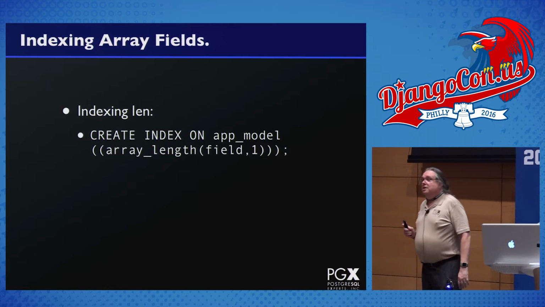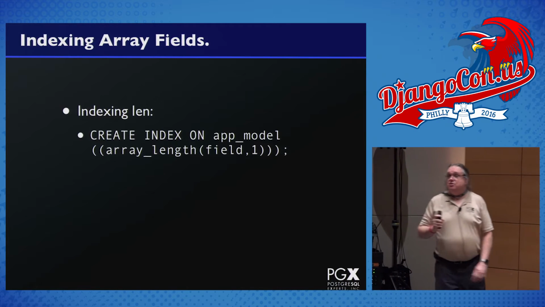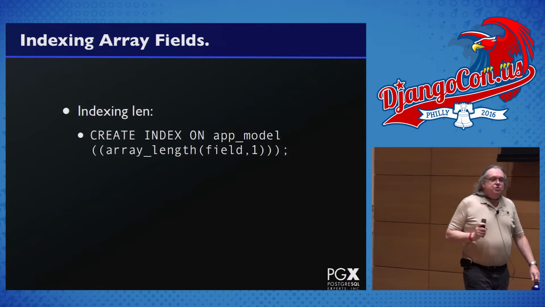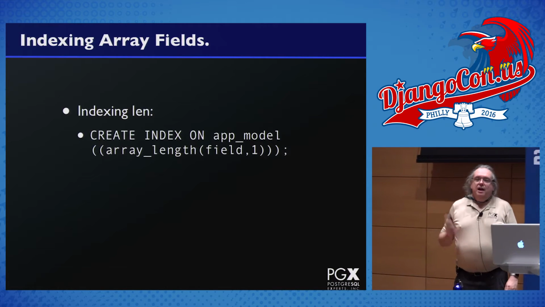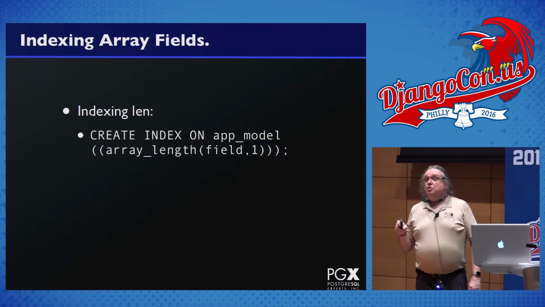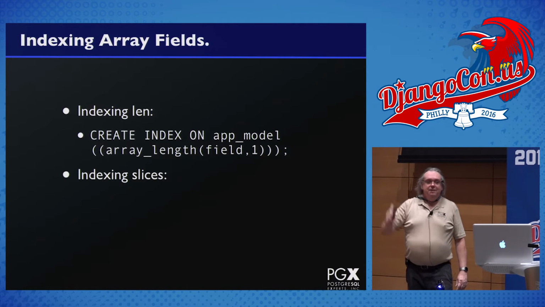So you say, well, I was promised by an earlier slide that you would show me how to accelerate the search on the length field. That's how you accelerate the search on the length field. What you're doing there is saying, I want to create an index on the expression array length field, comma 1. The comma 1 is the dimension. So you're saying on the first dimension of this table. Remember Fortran? It's back.